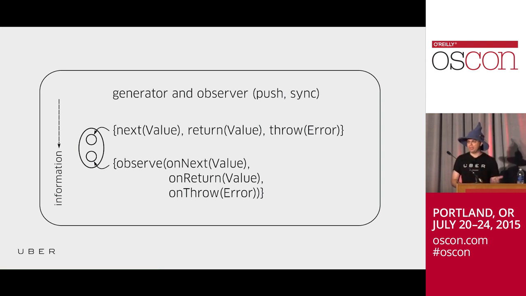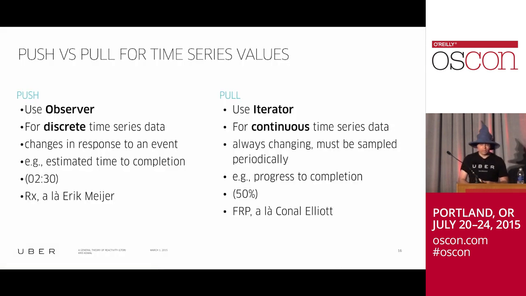Every time, for example, the estimated time to completion has changed, I call next with that new value, and my consumer receives that value. And of course, that sequence can be terminated by calling on return, and it can be terminated abnormally by calling on throw. Interestingly about observers, just like arrays, you can concatenate them because of that conclusion property.